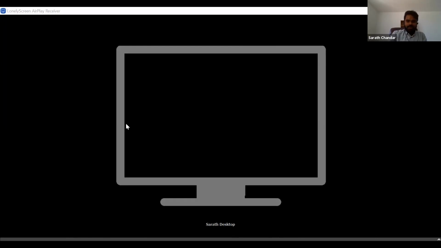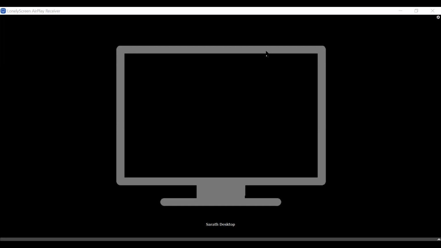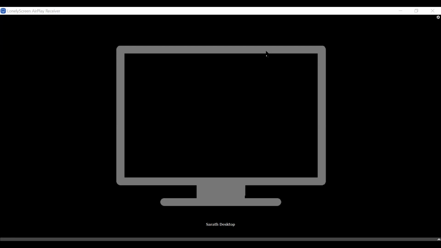Okay, so I don't know why my screen has this sharing issue. Just give me 1 second. Okay.